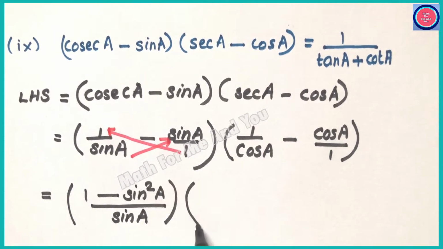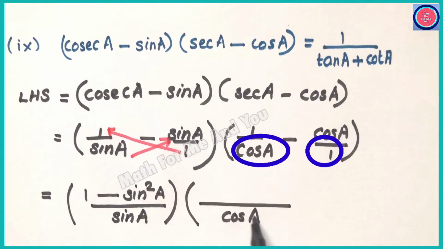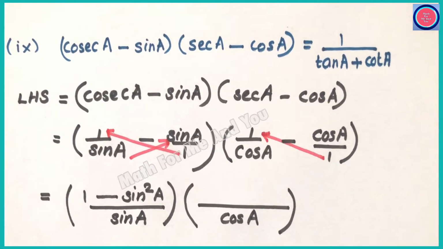Next bracket. Here also two fractions are to be subtracted. We need the LCM as the common denominator, which is cos a times 1, that is cos a. Cross multiplying, we get the numerators: 1 times 1 is 1, minus cos a times cos a is cos square a.